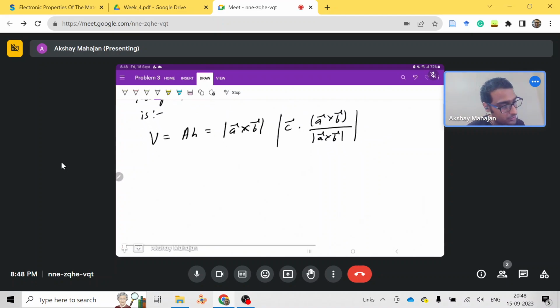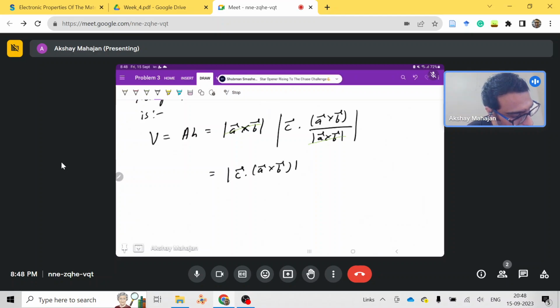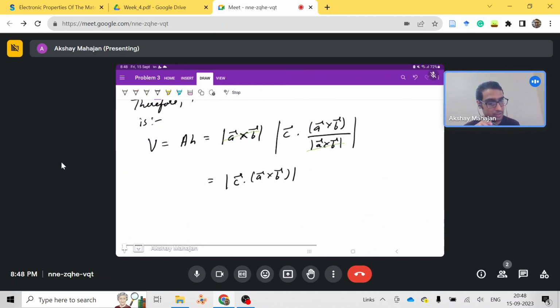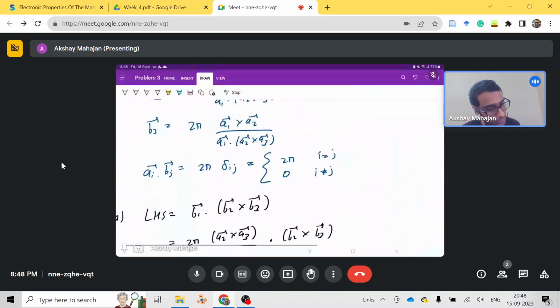If you just cancel out stuff, these two will get cancelled out. So what we are left with is C vector dot A vector cross B vector. So this will be the volume. Volume will be given by C vector dot A vector cross B vector. So this is what we had to prove.